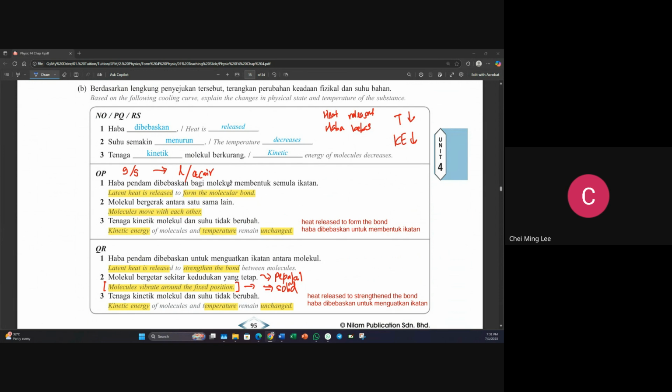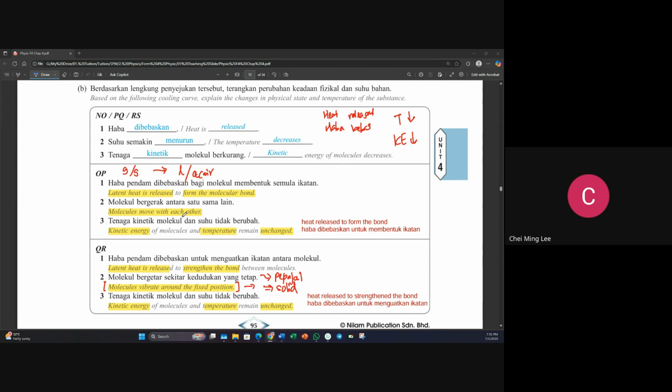Okay, now next. QR is from liquid to solid. So the latent heat is released to strengthen the bond between the molecules. Now, this time it's not forming the bond, it's strengthening the bond. And why strengthen the bond? Because actually they already have bonds.